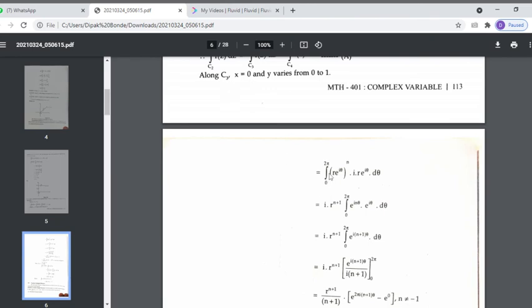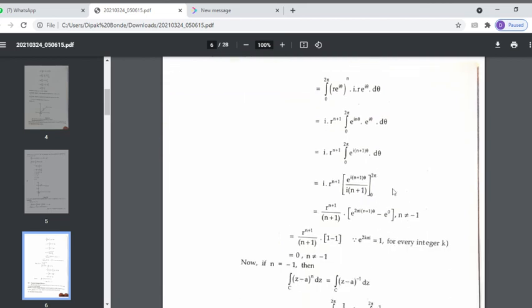The integral becomes the integral from 0 to 2π of e^(iθ) raised to n times i r e^(iθ) dθ. It is the polar form of a complex number. i r^(n+1) is common because it is a constant. The integral from 0 to 2π of e^(inθ) e^(iθ) dθ becomes e^(i(n+1)θ) divided by i(n+1), since the integral of e^(iθ) is divided by the derivative of the exponent, that is i(n+1). The limits vary from 0 to 2π.